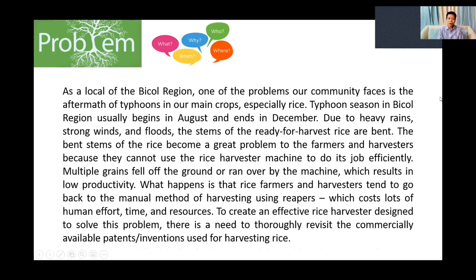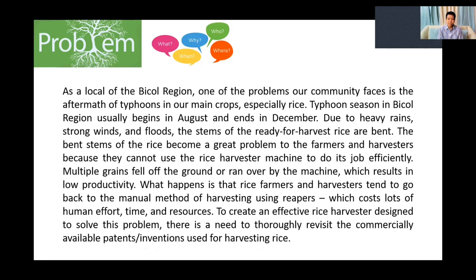So as a local of the Bicol region, one of the problems our community faces is the aftermath of typhoons in our main crops, especially rice. Typhoon seasons in the Bicol region usually begin in August and end in December. Due to the heavy rains, strong winds, and floods, the stems of the ready-for-harvest rice are bent.